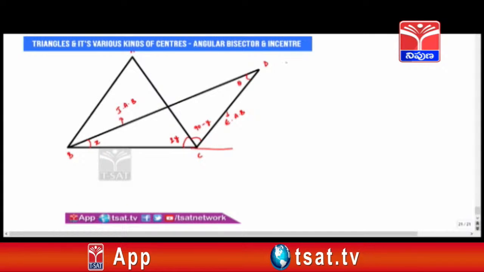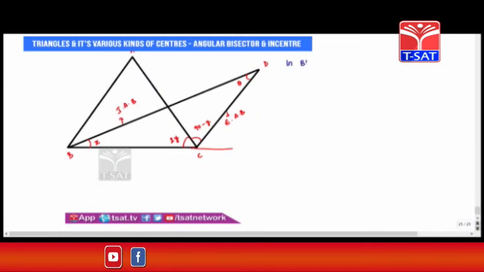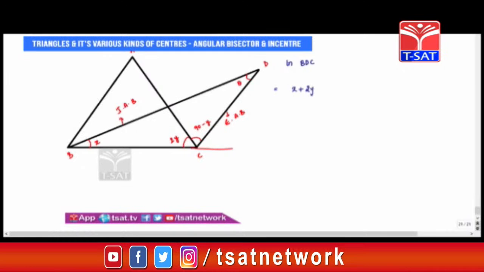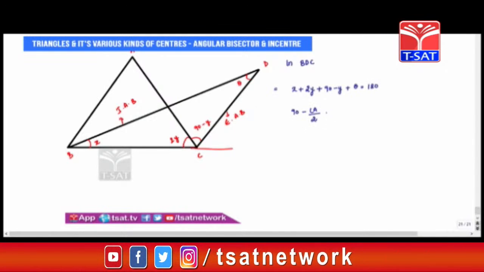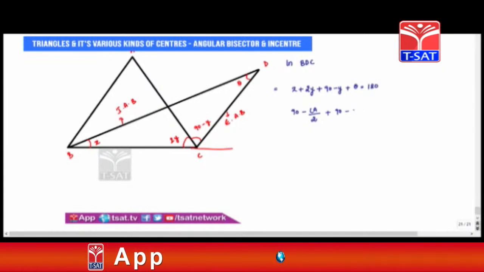Now, consider triangle BDC. x plus 2y plus 90 minus y plus theta is equal to 180. x plus y, you got it. x plus y is nothing but 90 minus A by 2, plus 90, plus theta is equal to 180. 180 gets cancelled. Theta here is equal to angle A by 2.